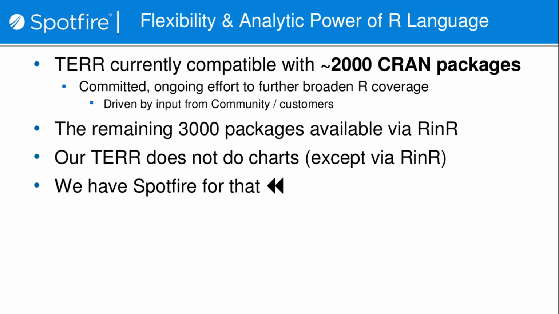One thing is we're now going to be launching TERR 4.0. It is compatible with about 5,000 CRAN packages. There's still another 2,000 it's not compatible with, but you can still reach them by using a package called RNR, which allows you to call out to R-only packages from within TERR, from within the same environment. So basically, you have the world of R, but faster.